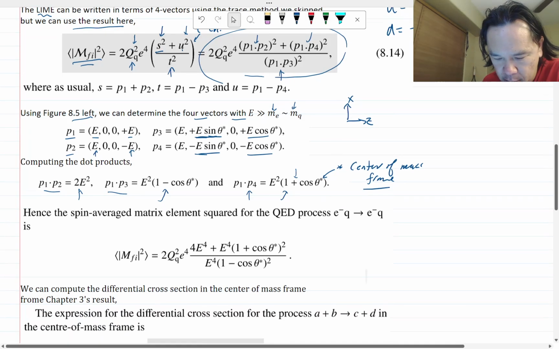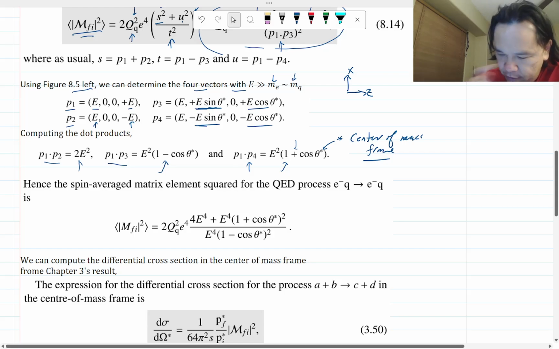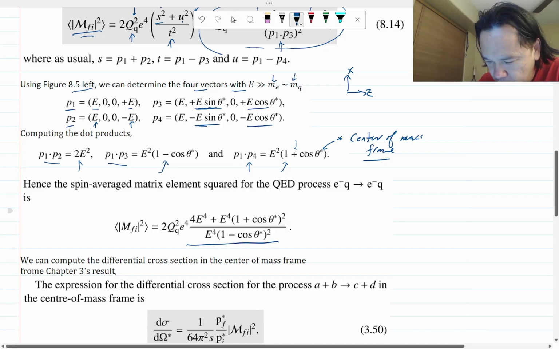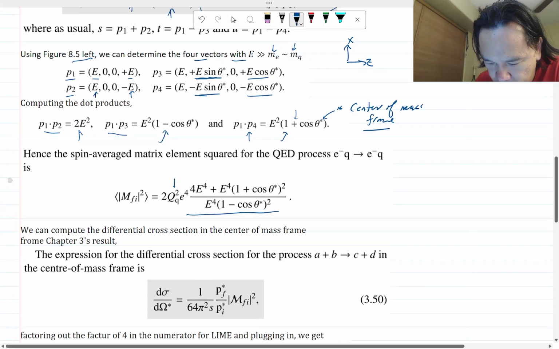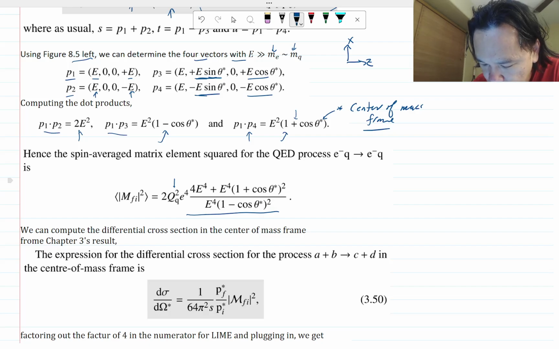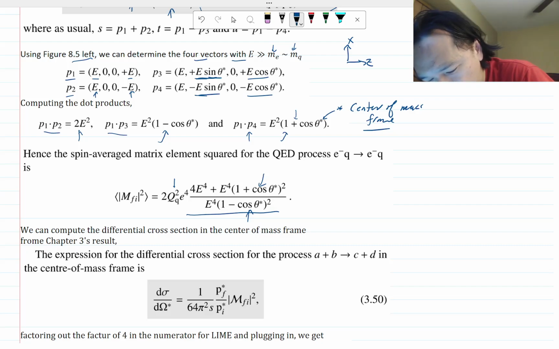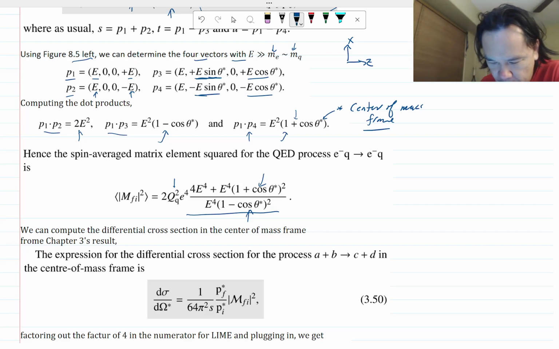All right, so plugging all of this into the matrix elements, what you end up with is this long equation where you have the fraction of the quark charges. That's going to be important, depending on which one we have. And also we get 4 times the energy to the 4th power. And then you have these cosine dependences in the denominator and numerator.